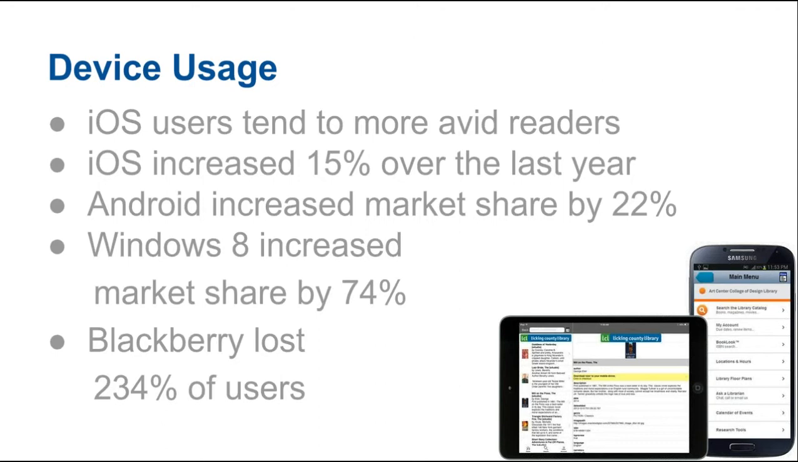There are also some great device usage statistics we found, and some are just kind of interesting. Some you would expect: iOS usage has increased 15% over the last year, although Android still has the majority of market share, and it actually increased even more, by 22%. Windows 8 obviously is new, but it increased its market share by 75%. And then, probably not surprisingly, BlackBerry lost over 200% of its users. So there are some unique trends you can see that way, and it's nice to know what type of devices your own community is using. So obviously, Boopsie mobile apps work on all these platforms.